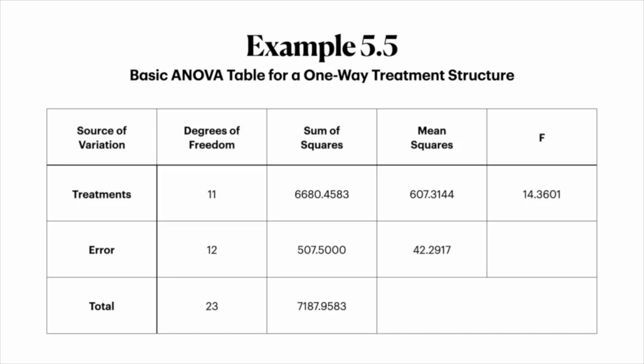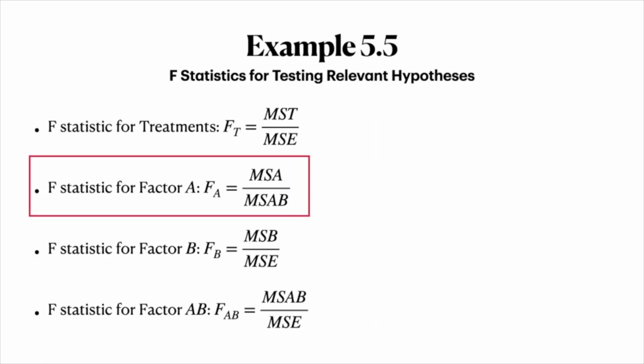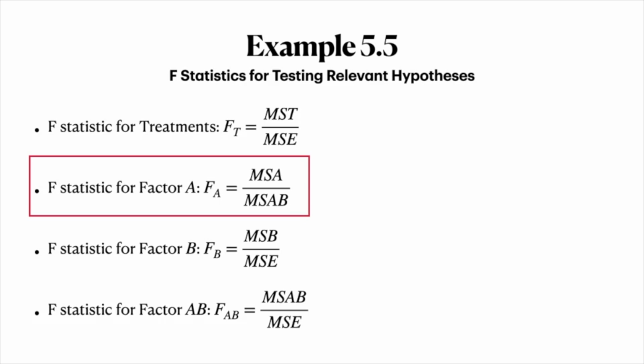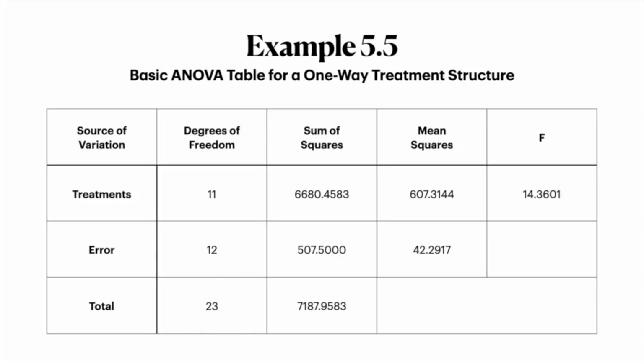So here was the basic ANOVA, and we did this back in example 5.4, and the F statistic in this ANOVA table is testing this first F statistic, the F statistic for the overall significance of the treatments. And remember, we can consider this as a gatekeeper test because it's testing all of the other factorial tests simultaneously. And that F statistic is 14.3601.